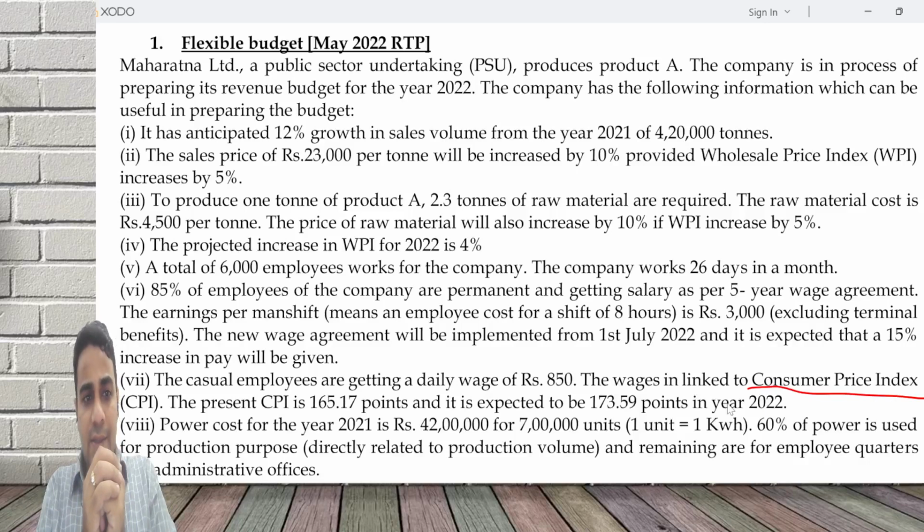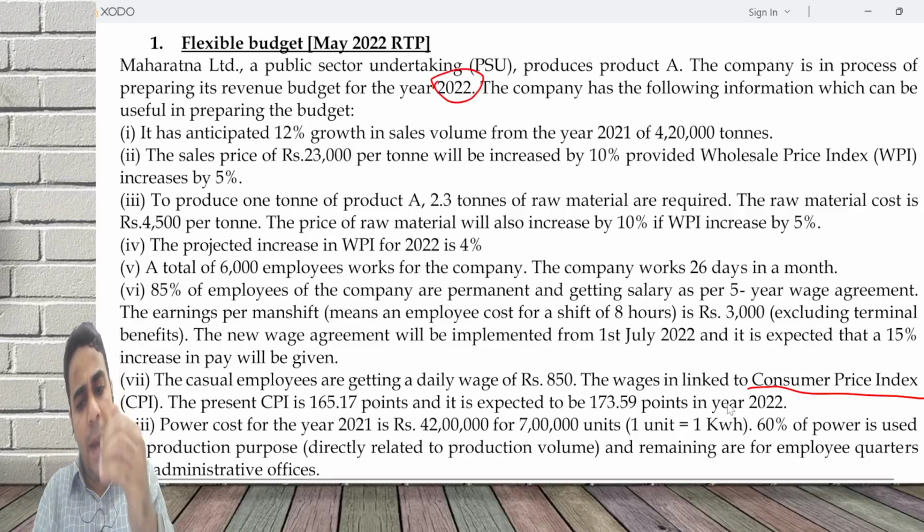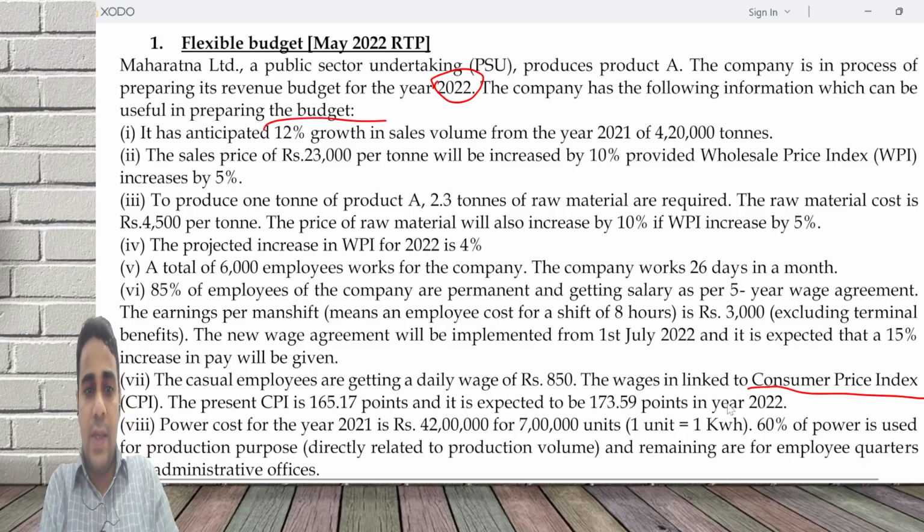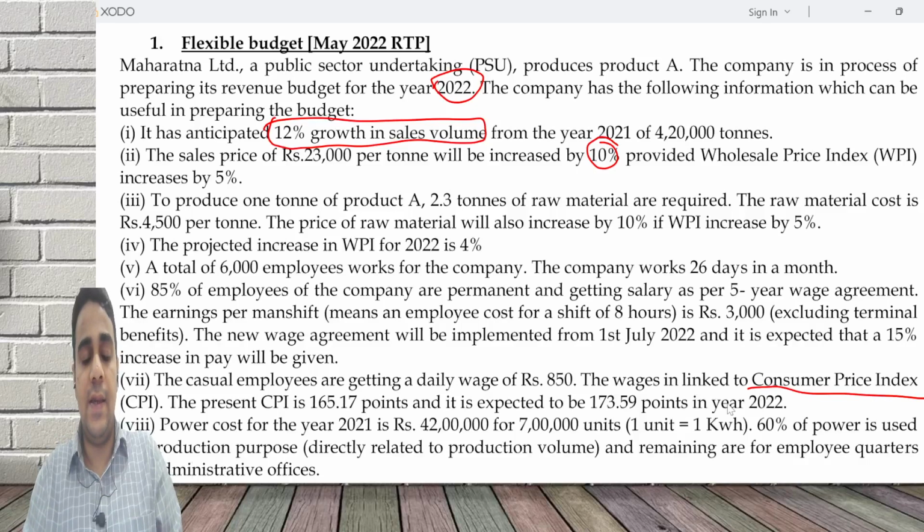Okay, I'll start explaining this. Maharatna Limited, a PSU, wants to prepare a budget for 2022. When I prepare the 2022 budget, I'll along with that also prepare 2021, because the data of 2021 will help us in preparing 2022 data. There will be an increase in sale volume. Also, selling price will increase by 10% provided wholesale price index increases by 5%.